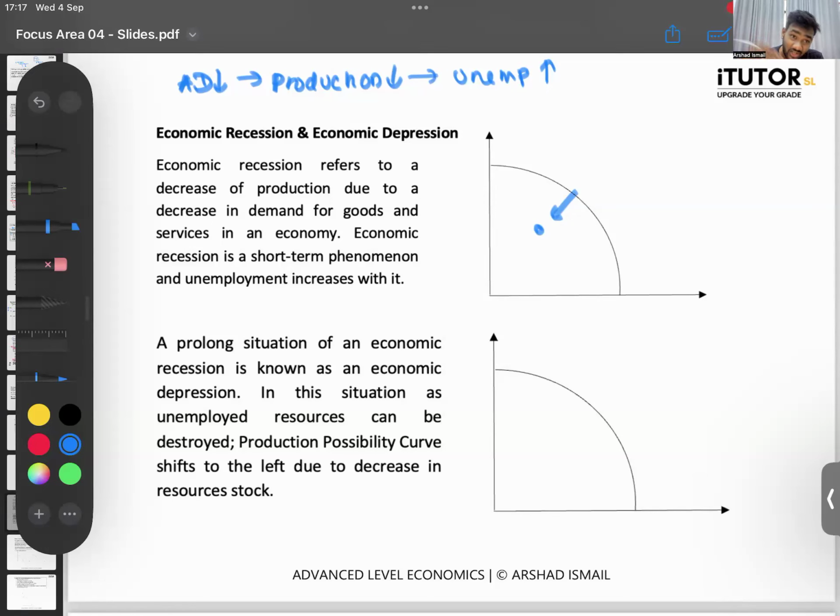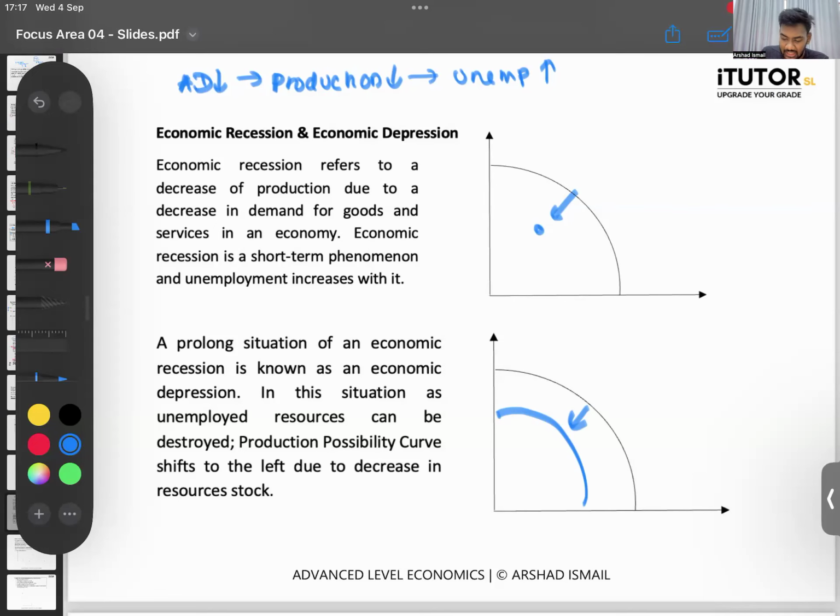So then how do we show that on a PPC? Your capital is decreasing. Go back to the determinants of PPC. If your capital is decreasing, if your labor is going down, how can we show that? That is where a depression comes in. There, the PPC itself shifts in. So a recession is a short-term thing, just a point. But if the recession goes for 2 or more quarters, then machines are broken, people are losing their skills, and the PPC will shift.